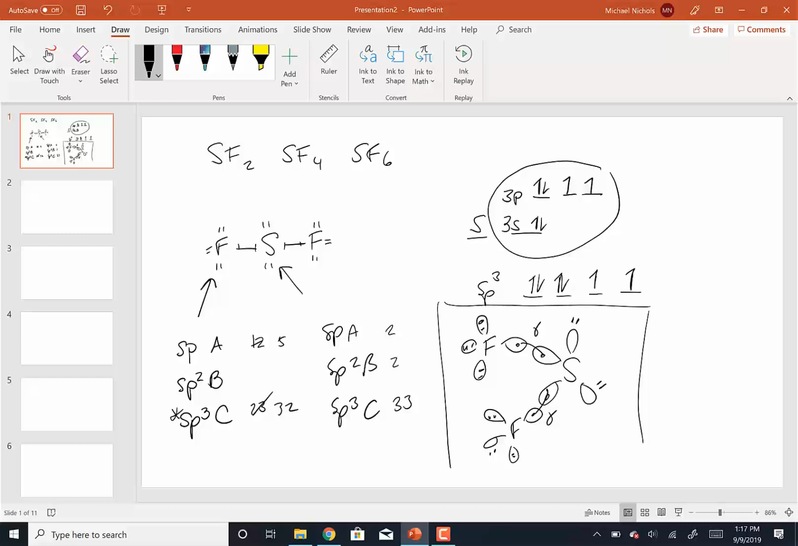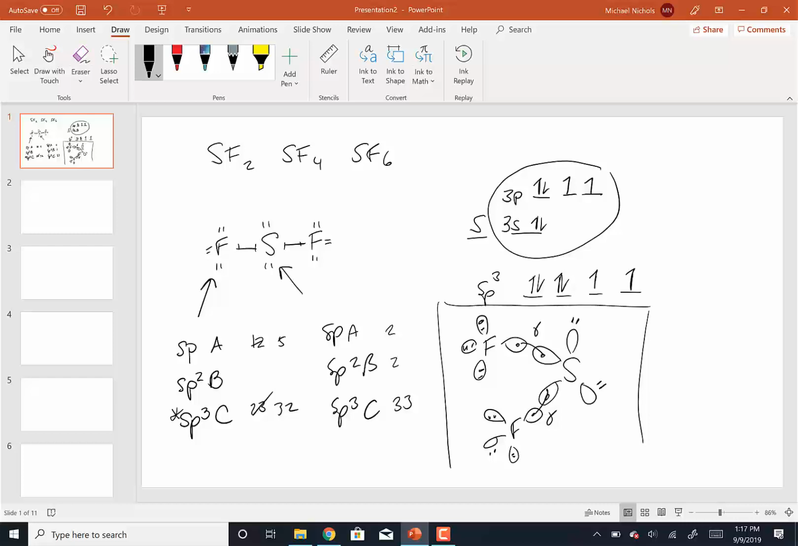This may seem kind of dumb, but it doesn't matter whether you put the dots inside or outside of the orbital. Sometimes people will ask, well, do they have to go inside or outside? It doesn't matter. If I was drawing this really nicely, I would have made sure they go inside, but as long as they're close. Okay, so there's SF2. Now we want to do SF4.